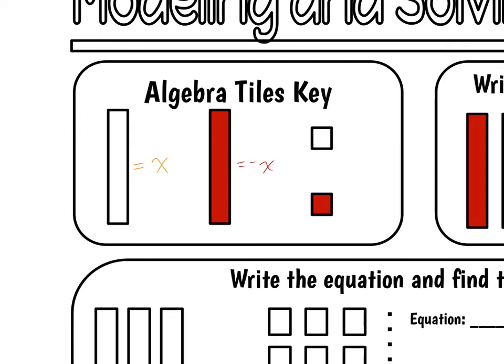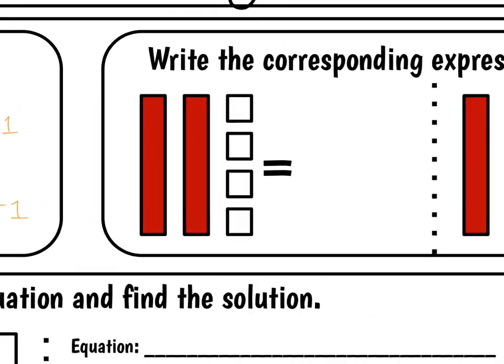For the little squares, this is a positive unit, or 1, and this is a negative 1, negative unit. So the bars represent the variable x, and the squares represent units. The red side is negative, the other side is positive. So let's talk about how we write an expression.